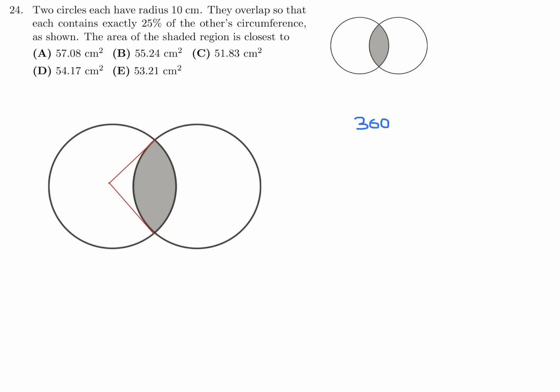So this angle right here has to be 25% of that. And if you do that math, you get 90 degrees. And that's why I put a little right angle there. So now we are in a better position to calculate that shaded region.